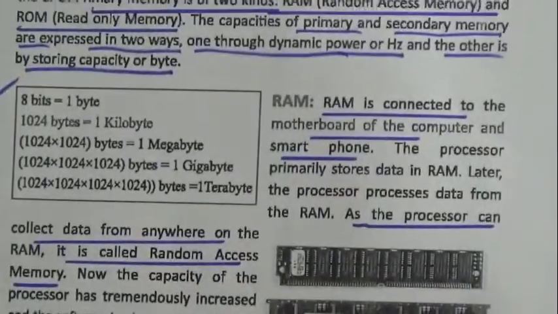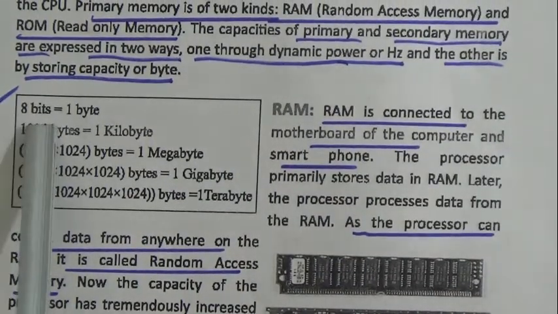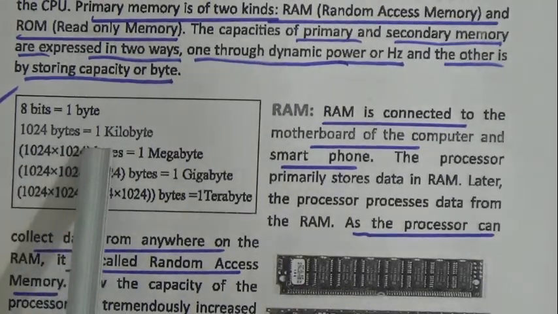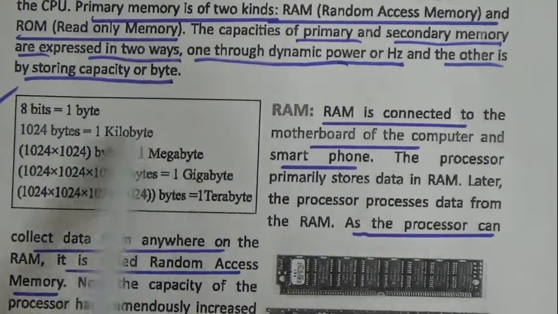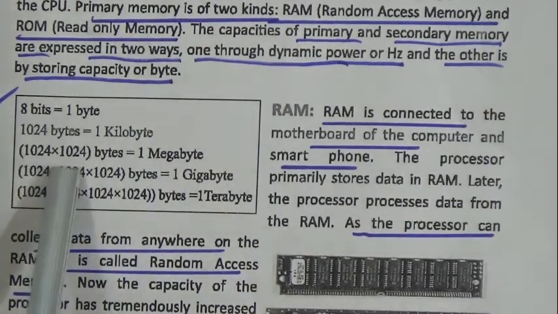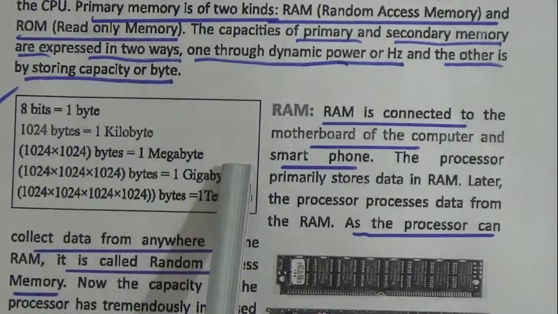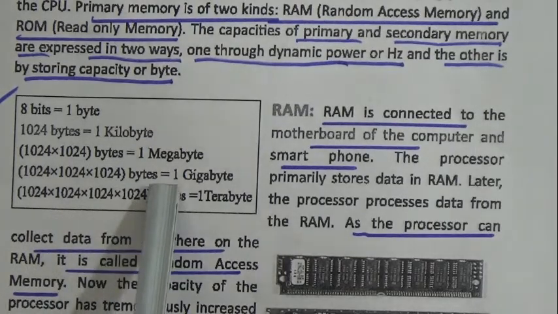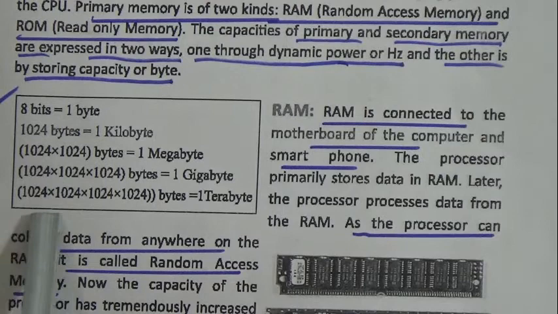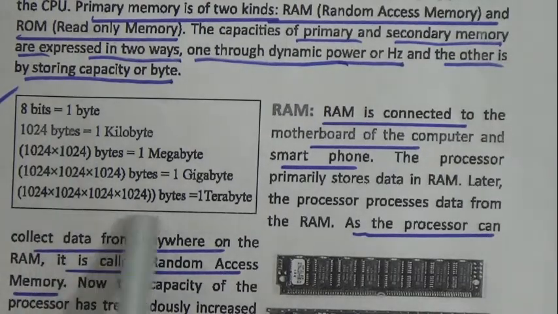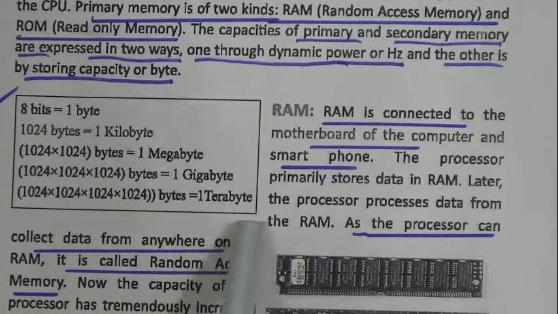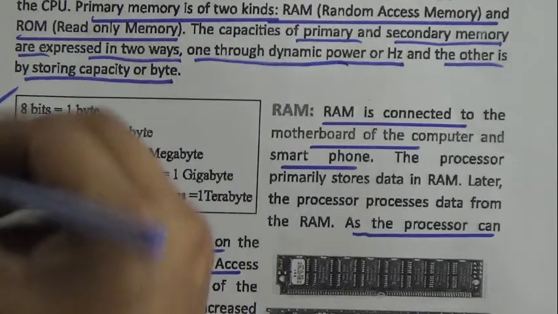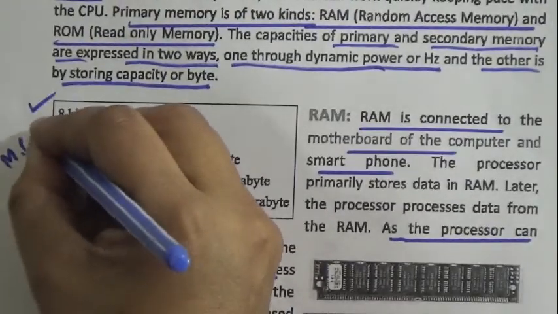So here in the box, it is written that 8 bits equal 1 byte. 1024 bytes equal 1 kilobyte. 1024 into 1024 bytes equal 1 megabyte. 1024 into 1024 into 1024 bytes equal 1 gigabyte. And 1024 gigabytes equal 1 terabyte. And this box is very important for your MCQ part.